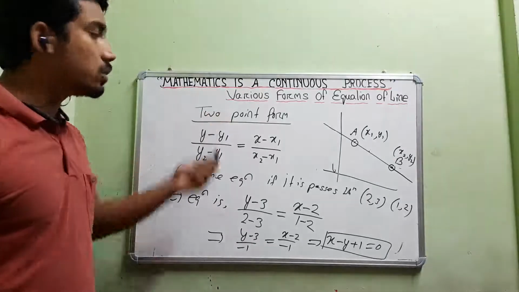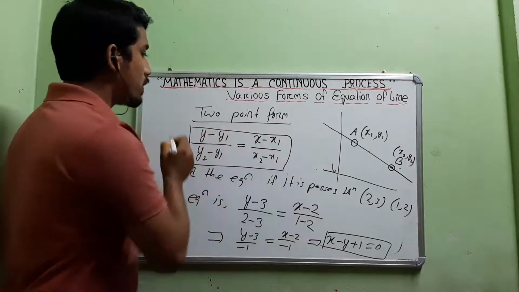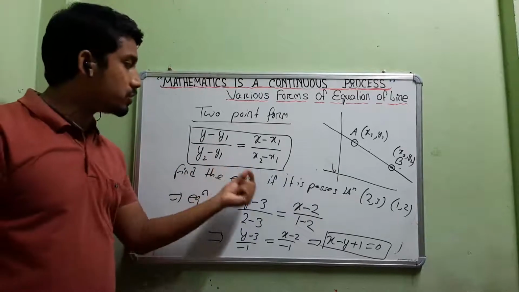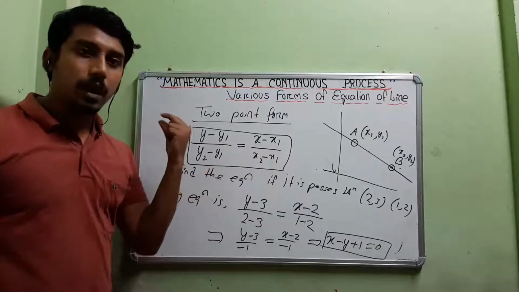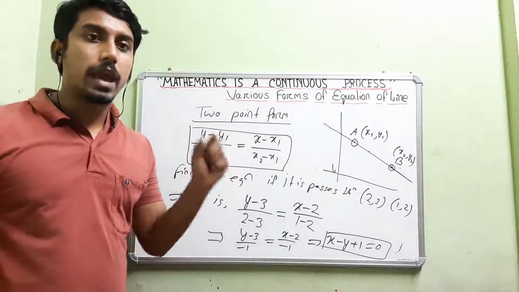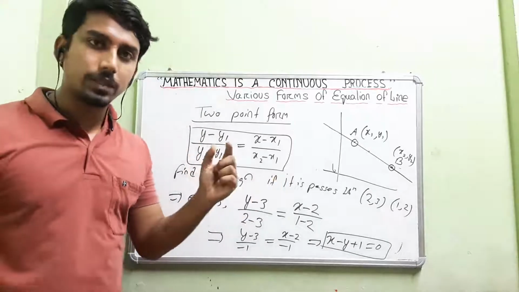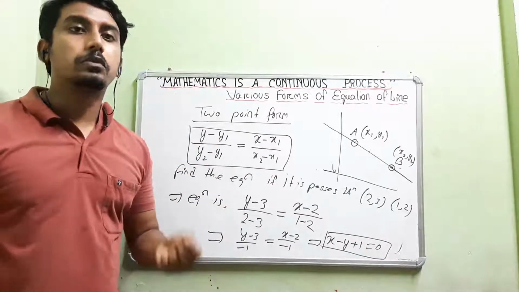This is called the two-point form. Remember, formats you are supposed to remember: y minus y1 divided by y2 minus y1 equals x minus x1 divided by x2 minus x1. Previously I discussed the slope-point form, that is y minus y1 equals m into x minus x1. Before that I discussed the slope-intercept form, like y equals mx plus c.